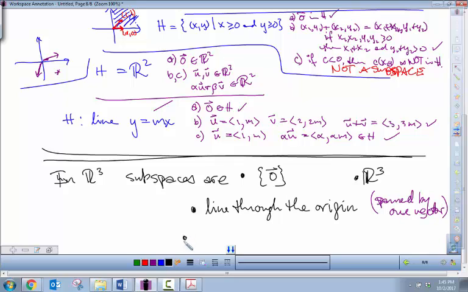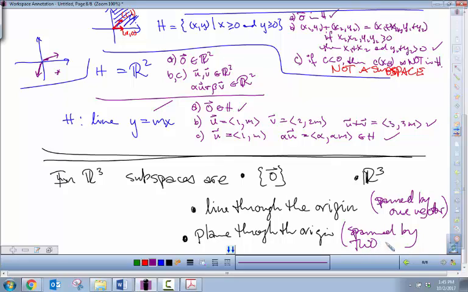And then the last one would be a plane passing through the origin. And this one, if you can imagine, would be spanned by two vectors. And if you have three linearly independent vectors in R3, then that would span the whole space. So we can make that comment here also.